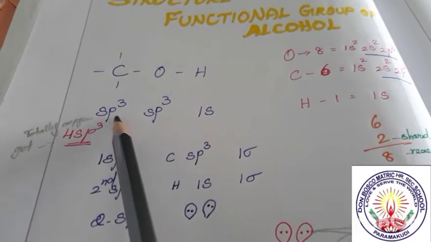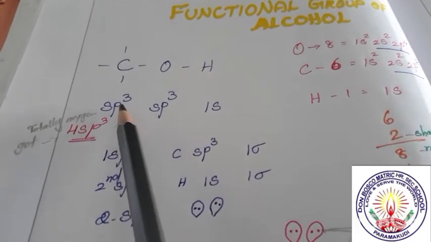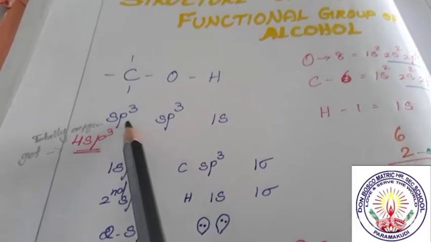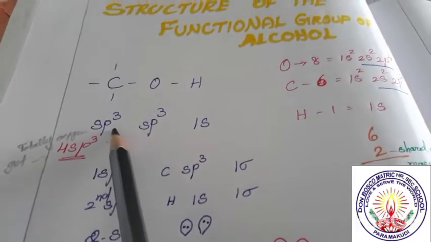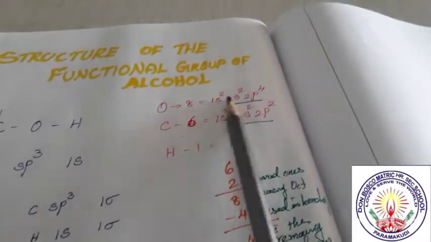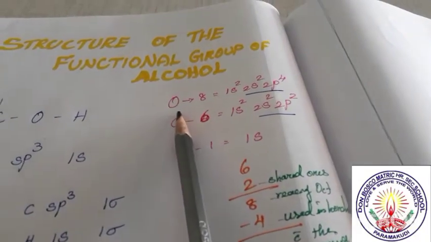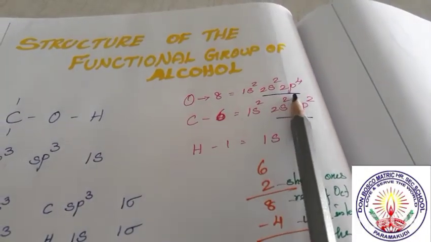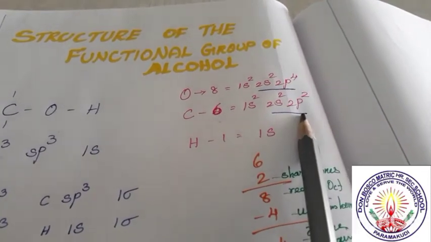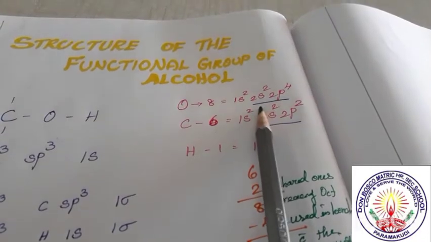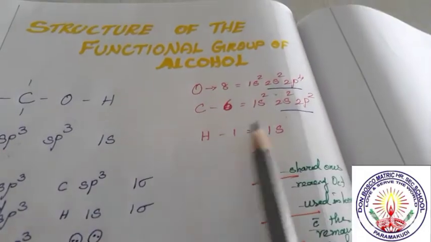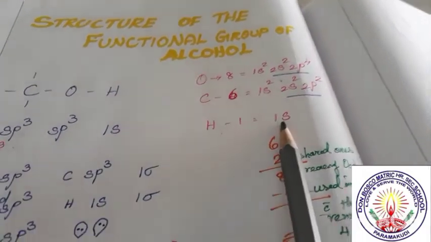When it is saturated, and when it is having a single bond, it is sp3 hybridized and their shape is tetrahedral, we know. And here S is 1s. We know their electronic configuration. Oxygen is 8 and 1s2 2s2 2p4. Carbon atomic number is 6, 1s2 2s2 2p2. And their valence electrons for oxygen 2s2 2p4 and for carbon 2s2 2p2 and for hydrogen 1s.